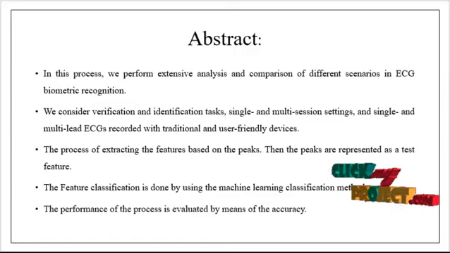The process extracts features based on the peaks, and then the peaks are represented as the test features. Hence, in this process, we do both verification and identification based on the ECG peaks only. The feature classification is done by using a machine learning method. By using this machine learning, we are going to classify whether the person's ECG is from an authenticated or unauthorized person.